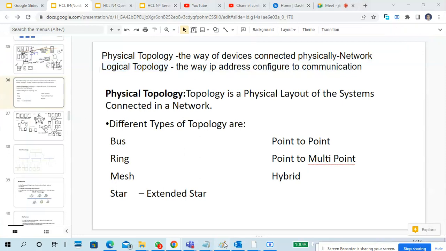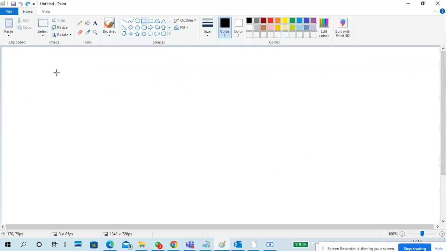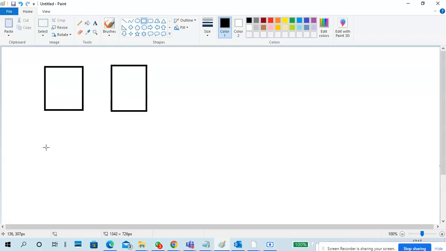The logical topology defines the addressing of devices. It defines the logical network, for example, based on the IP addresses. Physical topology is defined based on the connectivity. Logical topology defines the network based on the IP address.